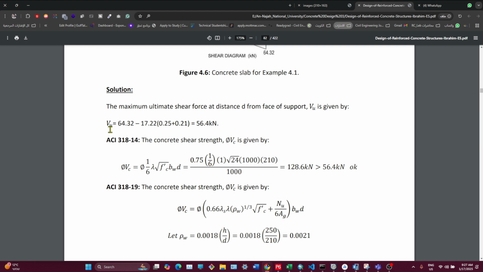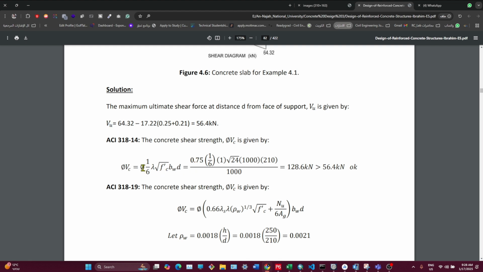No, look, we have force, or let's say we have demand and capacity. The capacity is phi Vc. The demand is V ultimate. And once the capacity is larger than V ultimate, it's safe. Otherwise, we need to consider that difference in our shear reinforcement. Yes, makes sense. So the difference between phi Vc and V ultimate will give us the design of shear reinforcement or the shear stirrups.